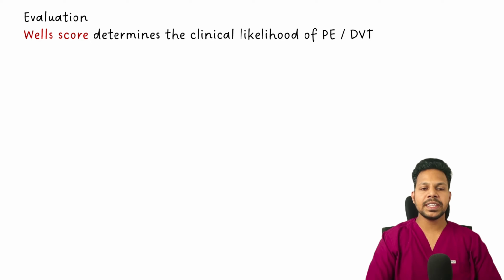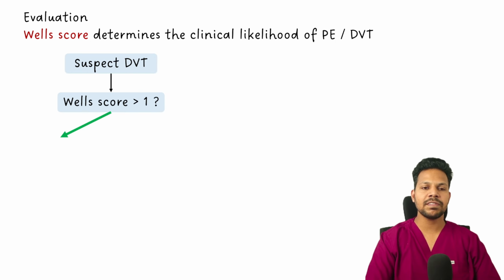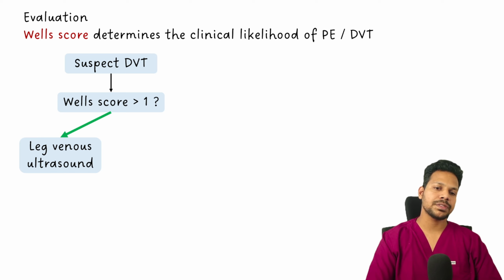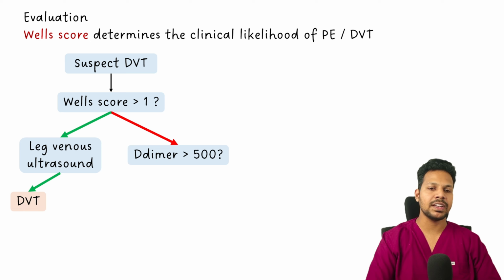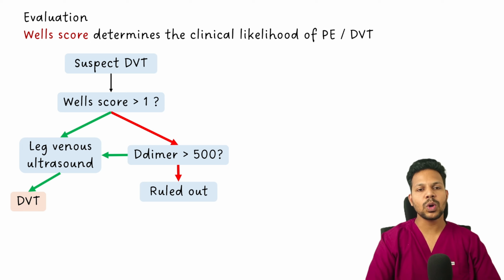So if you are suspecting DVT, see whether the Wells score is more than 1. If it is more than 1, do a leg venous ultrasound. If the leg venous ultrasound shows the presence of DVT, then the diagnosis is confirmed. But if the Wells score is not more than 1, but if you are still suspecting DVT, then do D-dimer levels. If the D-dimer is more than 500, then again do a leg venous ultrasound, which may show DVT presence. But if the D-dimer is not more than 500, then rule out DVT.